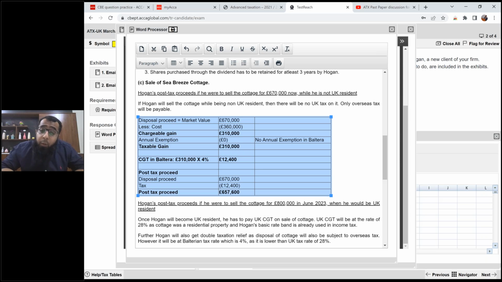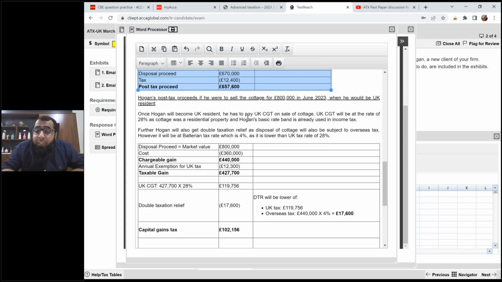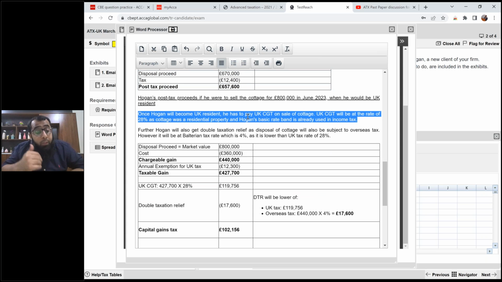Disposal proceed, less cost, gave us the chargeable gain. In the country of Baltira there was no annual exemption, so this was the taxable gain, and we charged the CGT on it. And we found out the post-tax proceed. If he is not a resident, then there will be tax only in overseas. But if he is a resident, then he has to pay UK tax, which will be at 28% because it's a residential property and the basic rate band is already used, so the rate will also be higher.